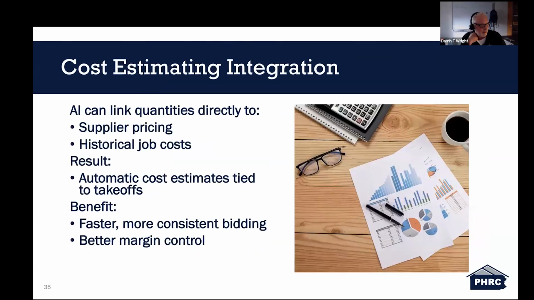In cost estimating integration, AI can link material quantities directly to pricing data, creating a faster, more consistent cost estimate. This helps improve bidding accuracy and allows teams to evaluate different scenarios quickly, supporting better financial results.